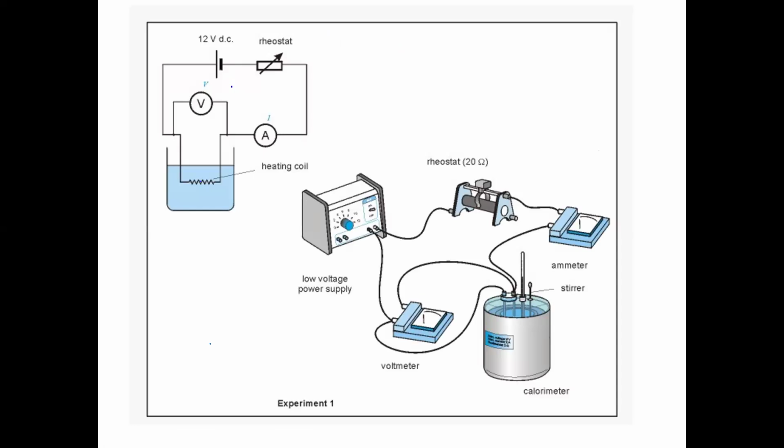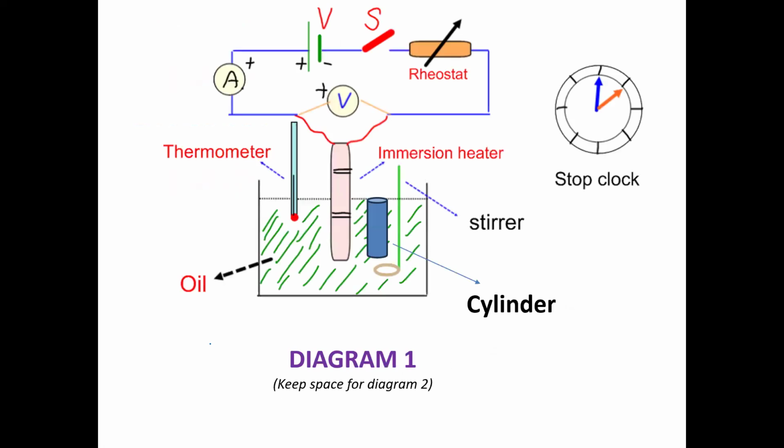I think, Hassan, I did this with you one or two days back. I have an immersion heater, a voltmeter, an ammeter, a proper heating apparatus, then a power supply, and all of this apparatus is here. Now, this is the idea. This is diagram one.